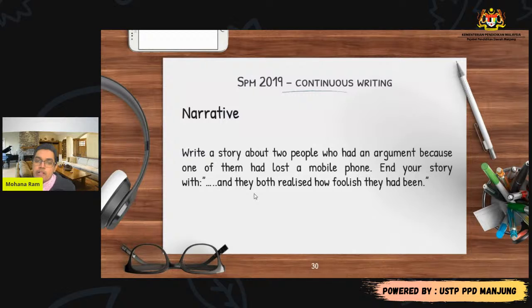Write the story about two people who had an argument because one of them had lost a mobile phone, and end your story with how the mobile phone went missing, but finally they realized they had been fighting over something and had been so foolish fighting for it. So you have to bring in the idea of how they had been foolish. You have to think the plot carefully. You need two characters, the loss of the handphone, and they argue about the missing handphone. Probably they found the handphone and then realize it's not either one's mistake, and then they realize how foolish they had been. There are a lot of things for you to consider when you write a narrative here.